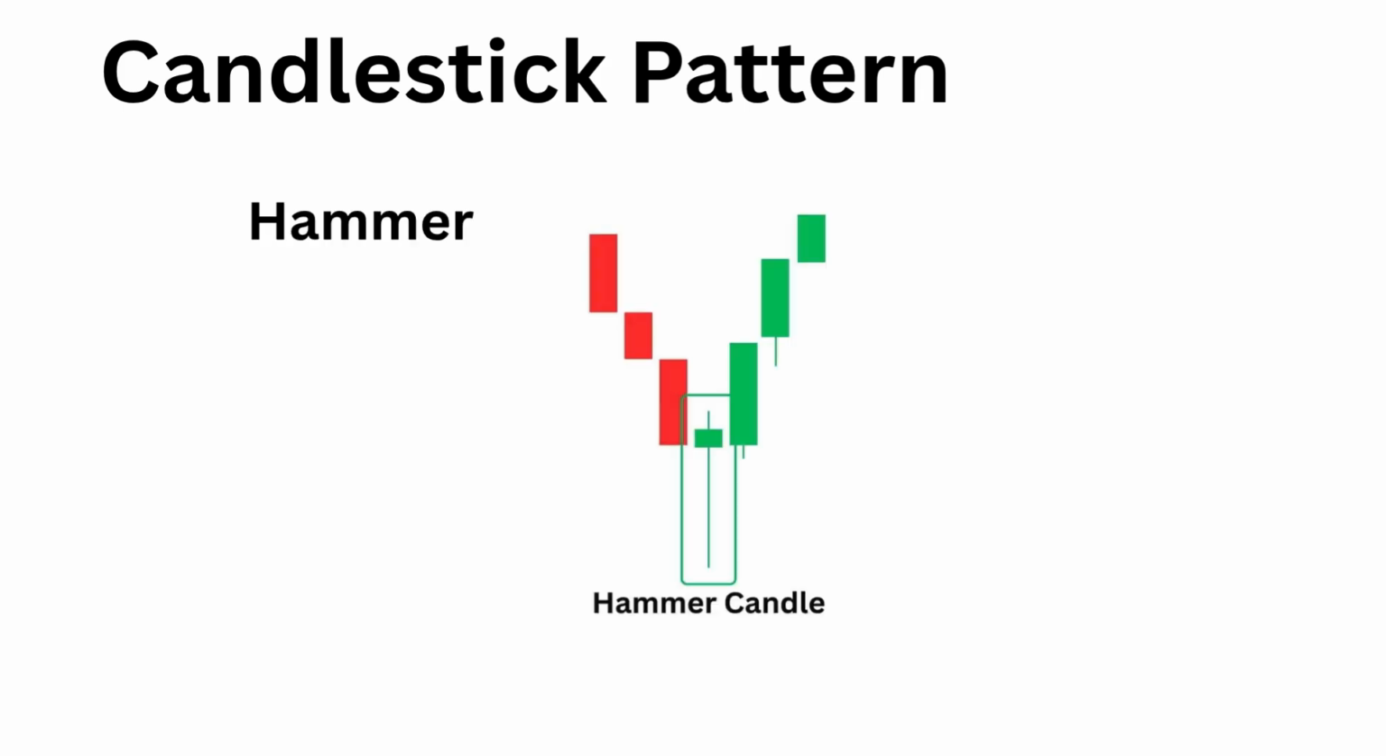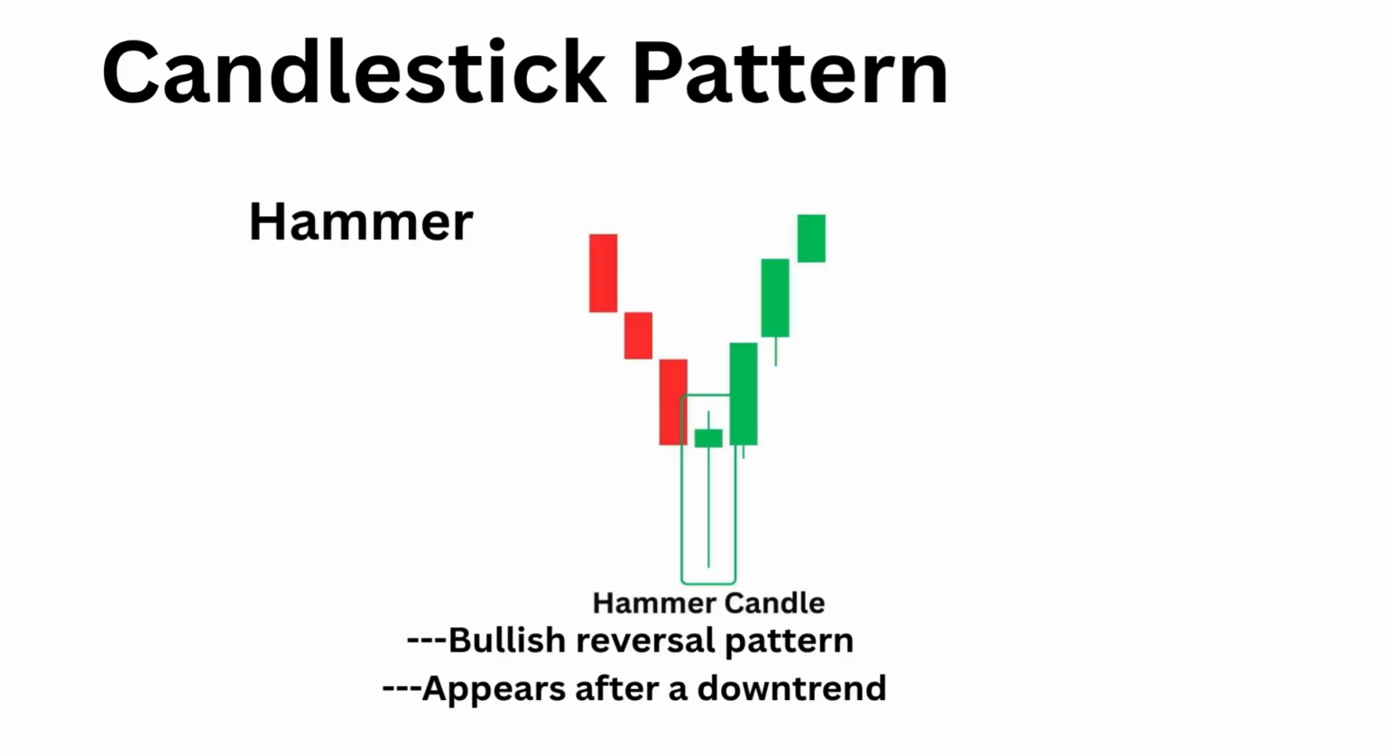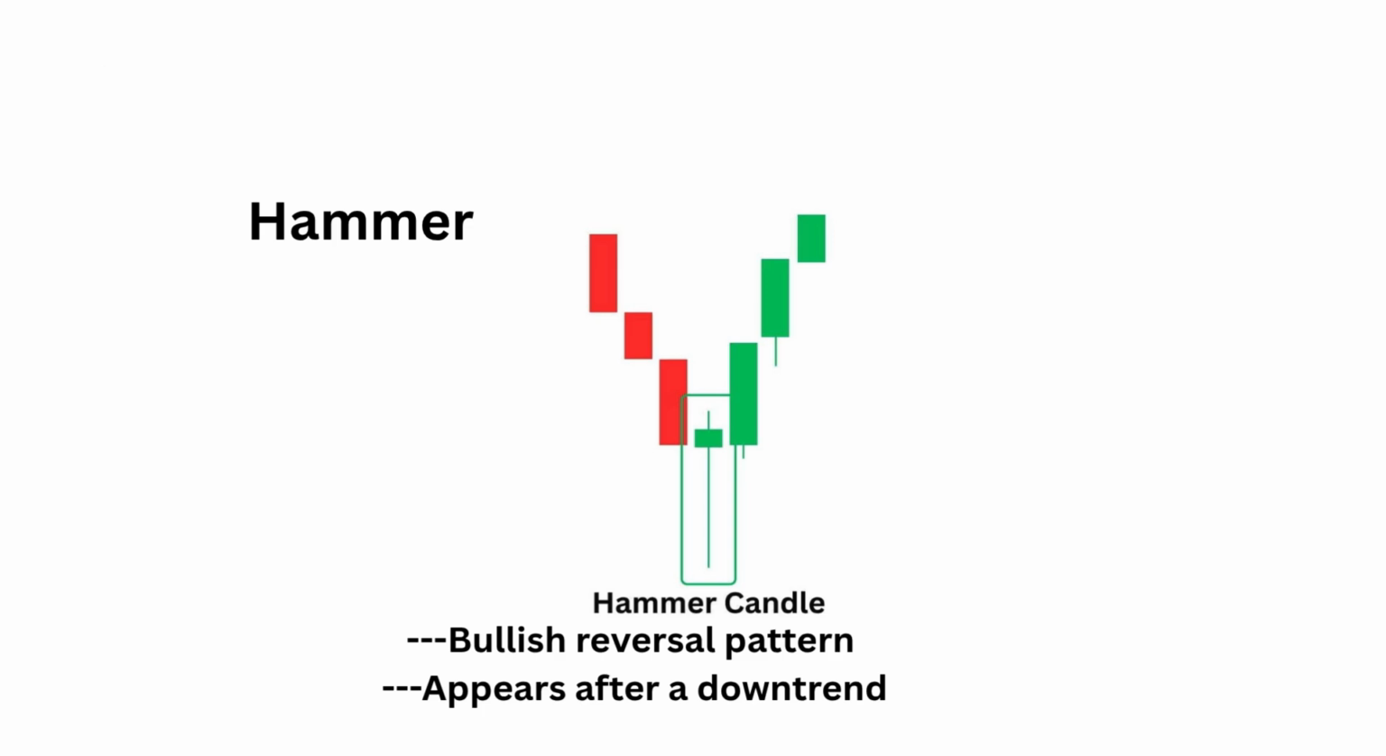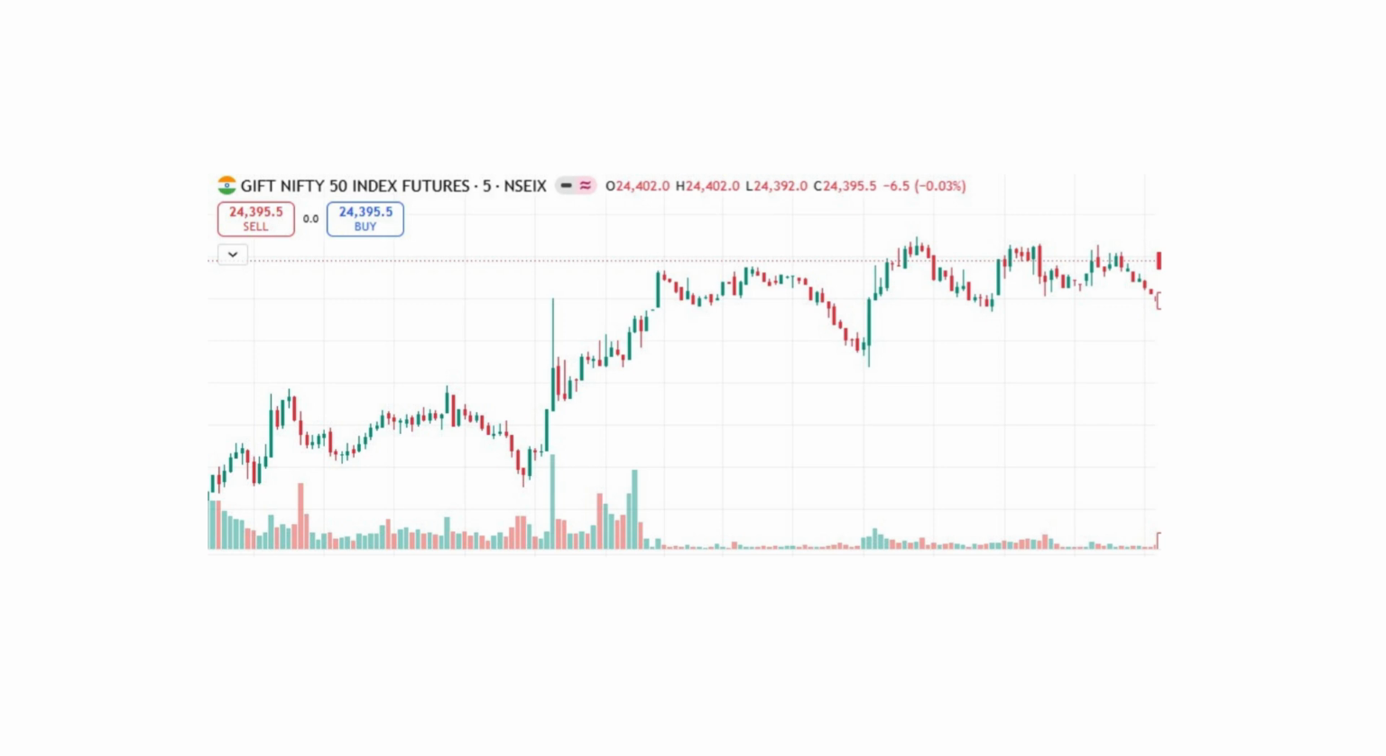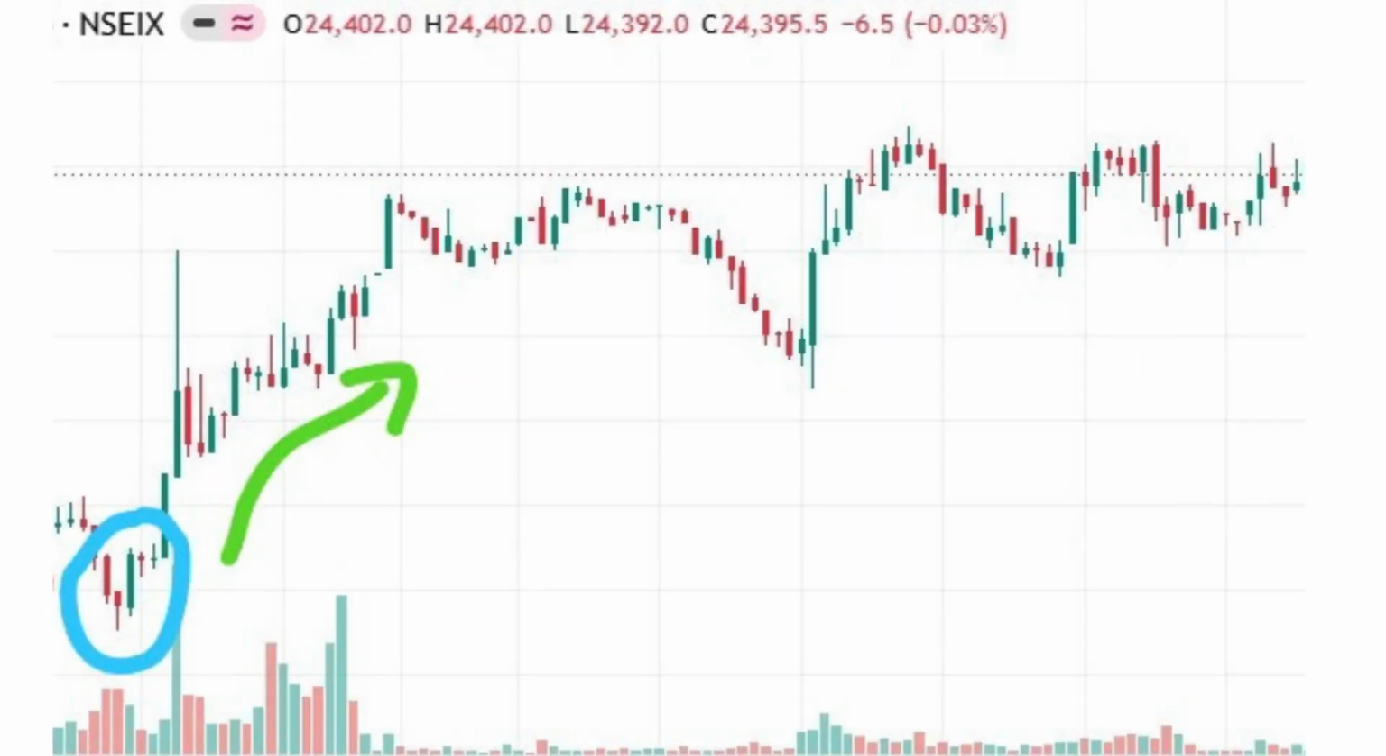Candlestick patterns. The most important candlestick pattern: the hammer. A hammer is a bullish reversal pattern that usually appears after a downtrend. It has a small body, a long lower shadow, and little or no upper shadow.